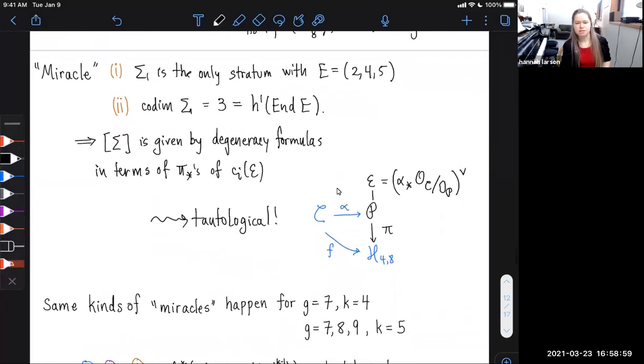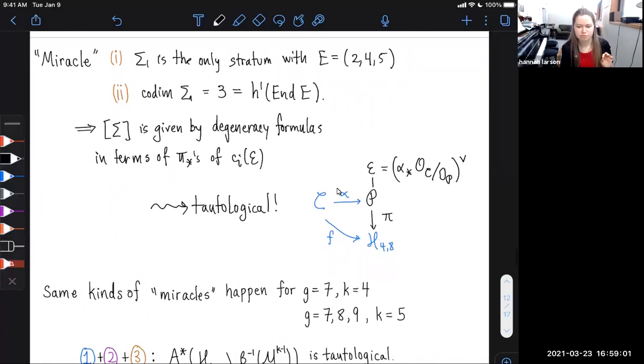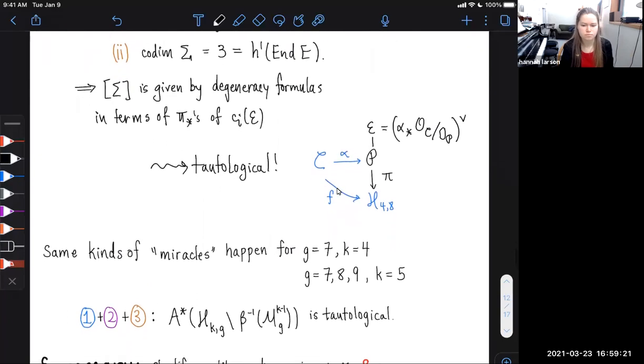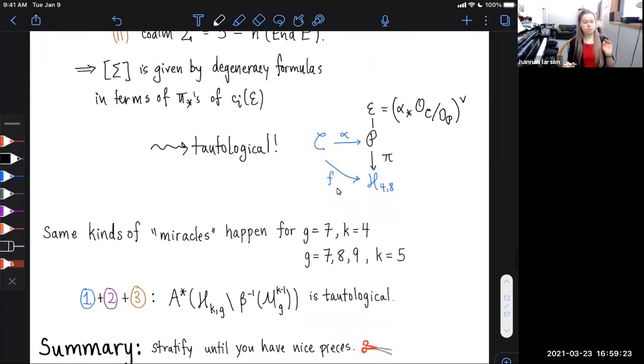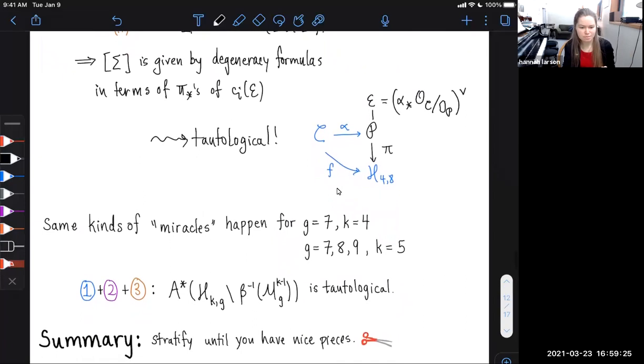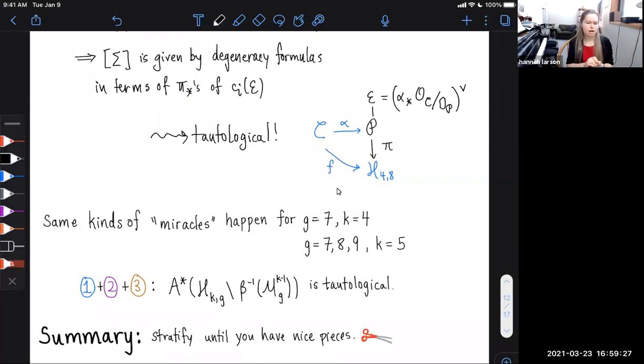And it turns out that this same sort of miracle happens in many other cases, where it looks like a stratum has the wrong codimension when you view it as a pair splitting locus. But when you view it as a splitting locus for a single bundle, it occurs in the correct codimension.